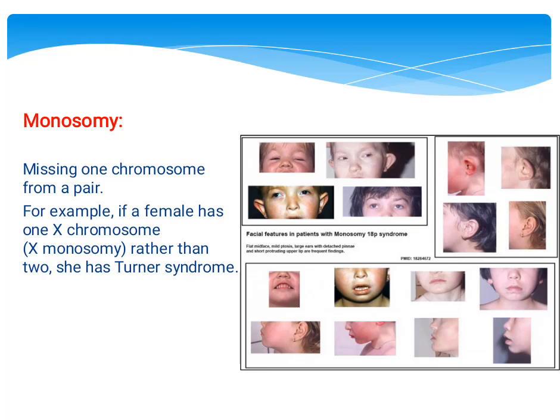Monosomy. Missing one chromosome from a pair. For example, if a female has one X chromosome, X monosomy, rather than two, she has Turner syndrome. In this diagram, you can see different appearance or facial features in patients with monosomy.